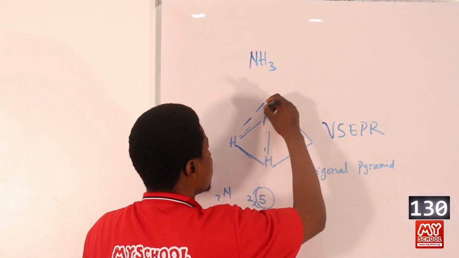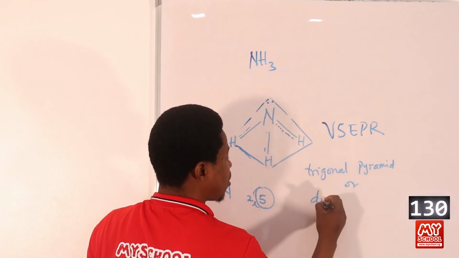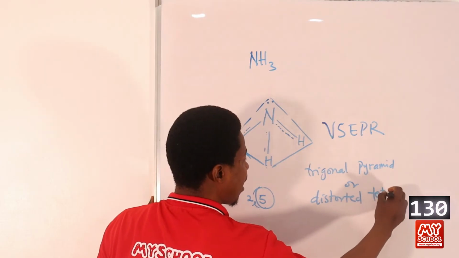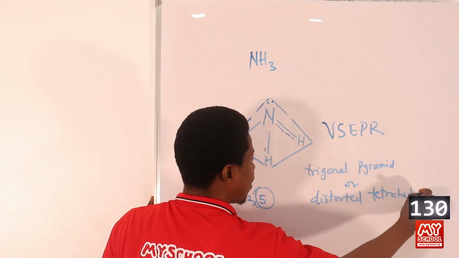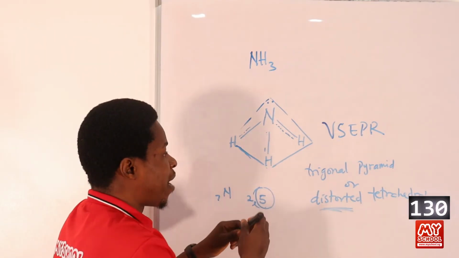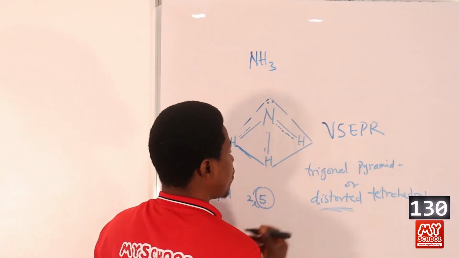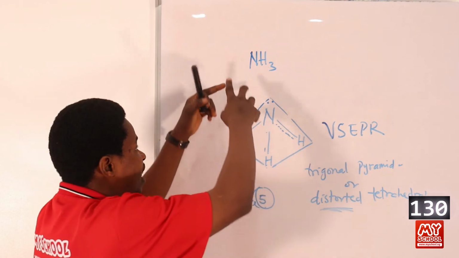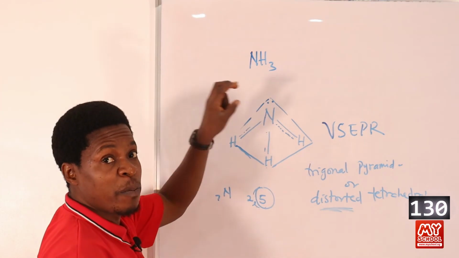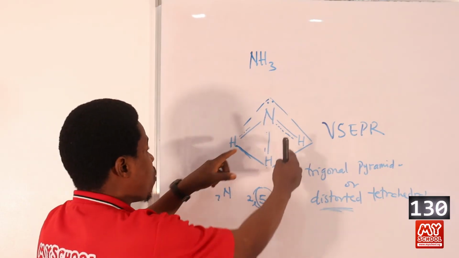Of course it's looking like a pyramid, or we call it distorted tetrahedral. Take note, distorted is not like the normal tetrahedral shape. So we just go with trigonal pyramidal. It has a triangle, kind of. Because of the repulsion of the 2 lone pairs of electrons left on this nitrogen atom, it causes repulsion between the atoms.